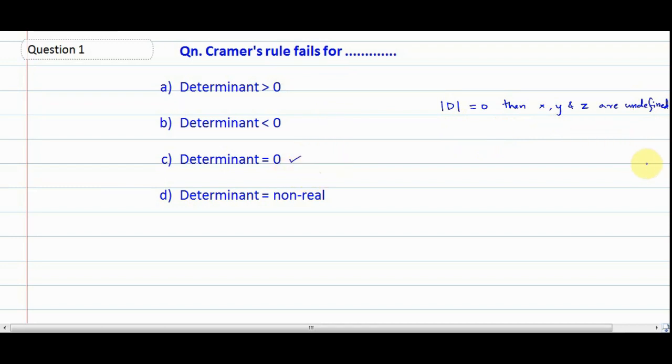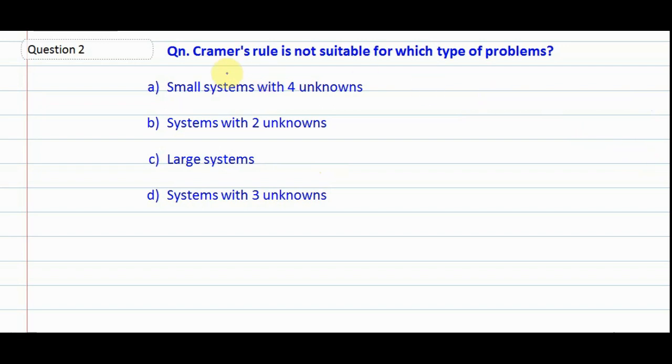Now let's see question number 2. Cramer's rule is not suitable for which type of problems? Option A says small systems with 4 unknowns. Option B says systems with 2 unknowns. Option C, large systems. Option D says systems with 3 unknowns. So here the right answer is option C, large systems.